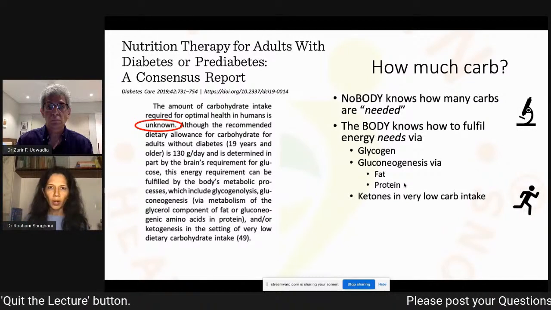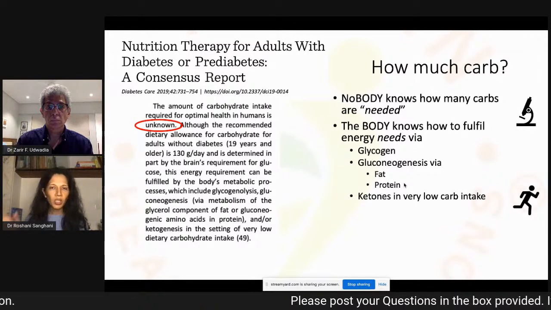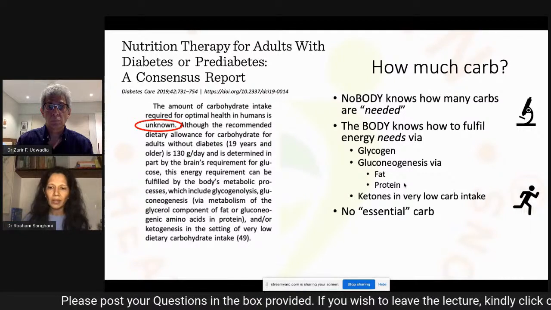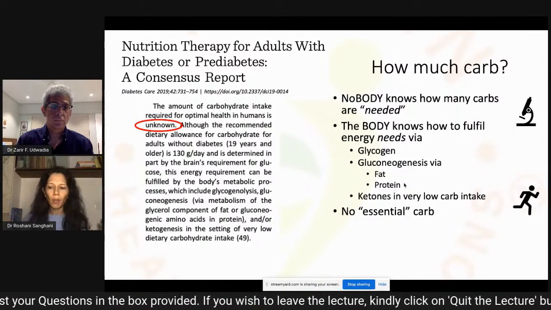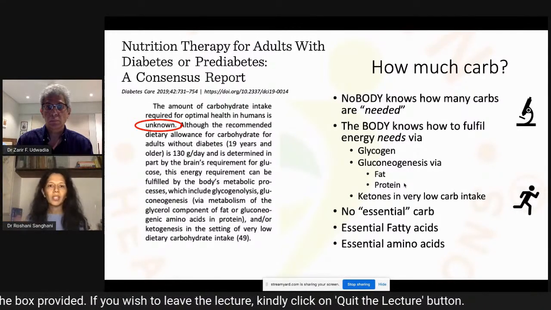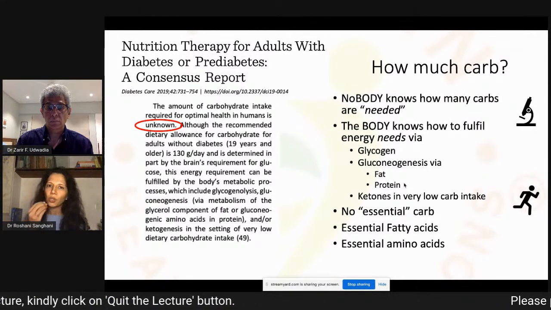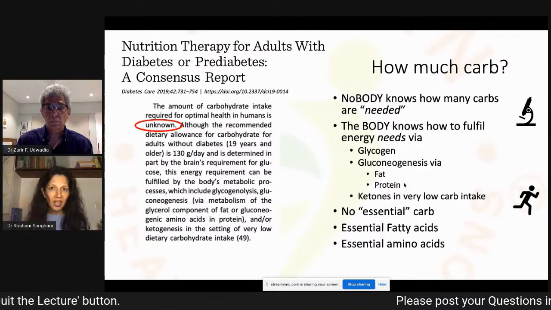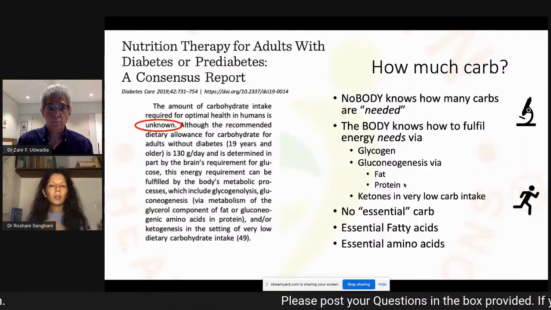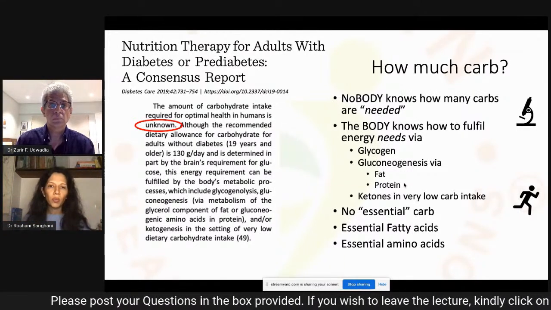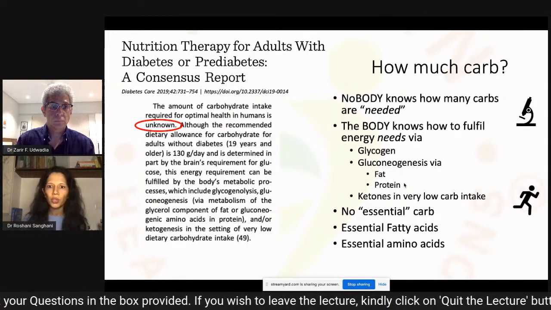If there's no more carbohydrate, it'll burn fat, burn protein, convert it into glucose, ketones if it's a very low carbohydrate intake. So there's really no essential carbohydrate. The way we know about essential fatty acids and essential amino acids, there's no essential sugar which needs to be consumed. Glucose is necessary at the cellular level, but the body has all the backups in place to make glucose within. So you don't need to be fed glucose to keep your energy levels up.